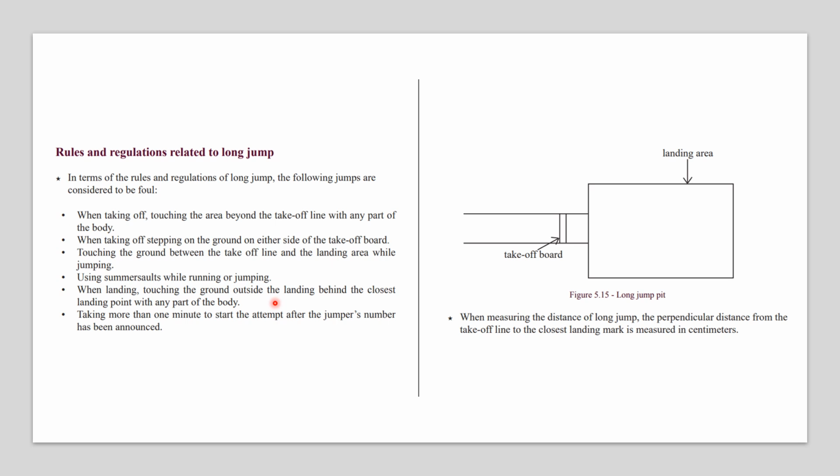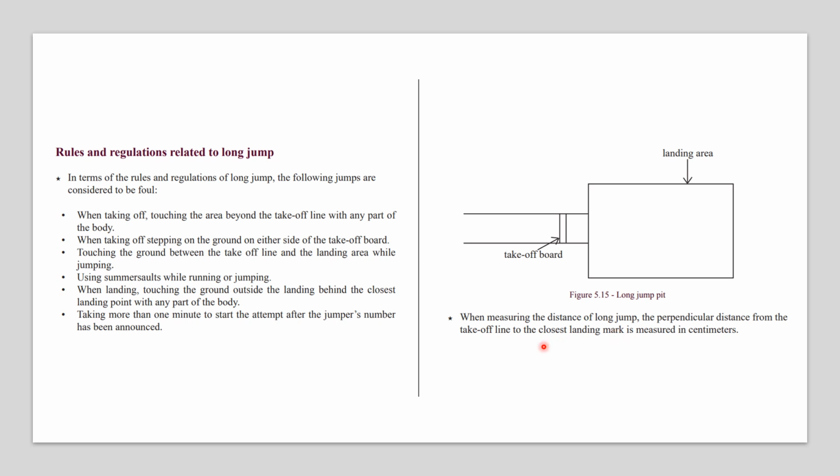And then when landing, touching the ground outside the landing area. Any part of the body cannot touch any part of the ground outside the landing area. If so, it's considered a foul. And also taking more than 1 minute to start the attempt after the jumper's number has been announced. So after the jumper's number has been announced, the jumper has to make the approach run within 1 minute. If it takes more than that, that is also considered a foul.